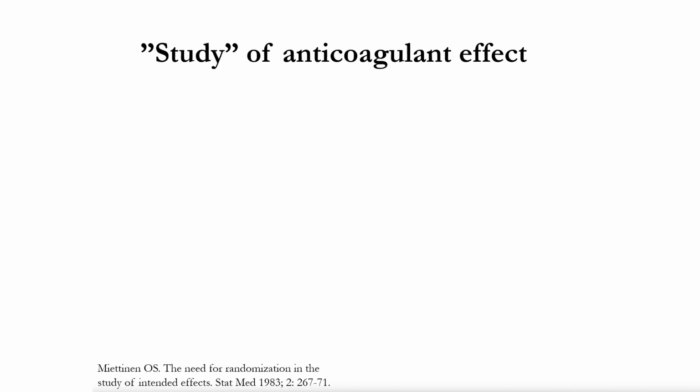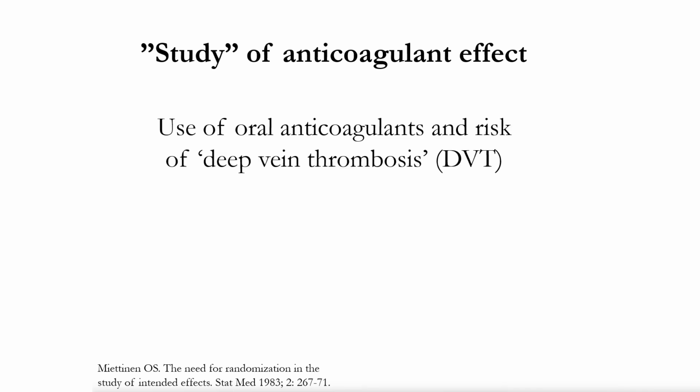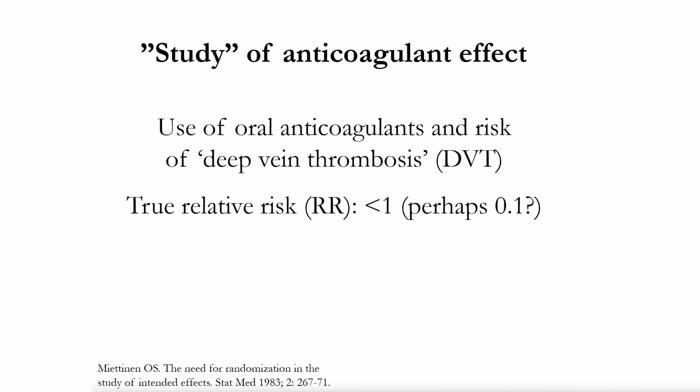So this was originally coined by the Finnish epidemiologist Miettinen, and he did this study, in quotation marks, because this is a methodological illustration and not an actual study, to see the effect of anticoagulants. So looking at oral anticoagulants and the risk of deep vein thrombosis. The true relative risk is unknown because these drugs were developed during the 40s and 50s, way before we had randomized trials as a standard approach to evaluating drug efficacy. And while we now know they are highly efficacious, we would not ethically be allowed to conduct a trial.